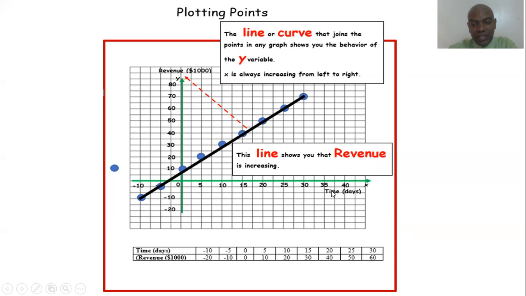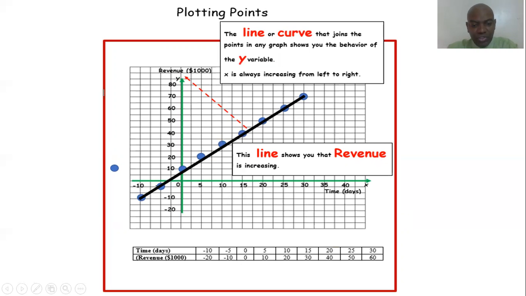Here we define X to be time in days and Y to be revenue in thousands of dollars. So this line is showing you that as the days are increasing, your revenue is going up. This line shows that your revenue is increasing. And these points were plotted using this table of ordered pairs, -10 to -20, okay? -5 to -10, okay? And so forth.